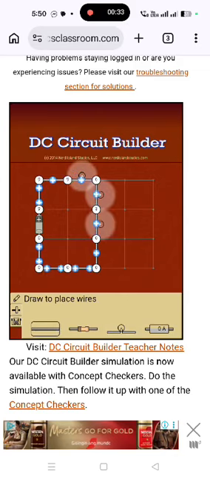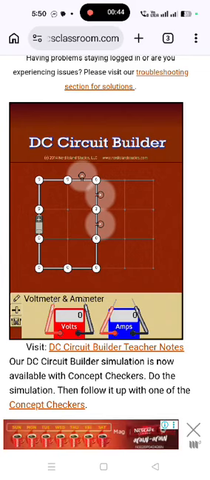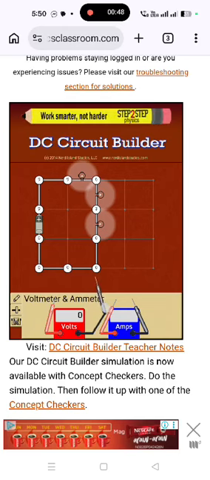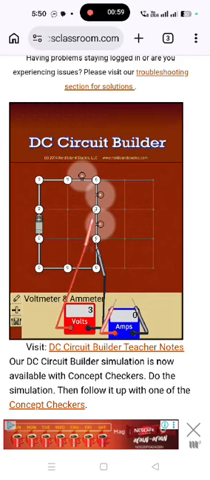You have now the complete circuit. Let us use the ammeter and the voltmeter. So this is the voltmeter. I'm going to determine how much is the volt in the first bulb. So we have 3 volts.